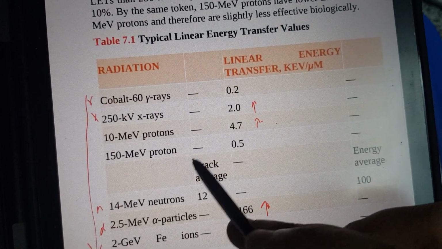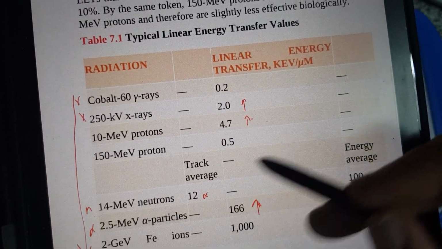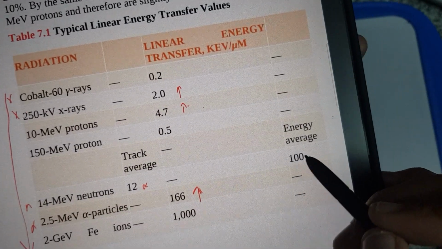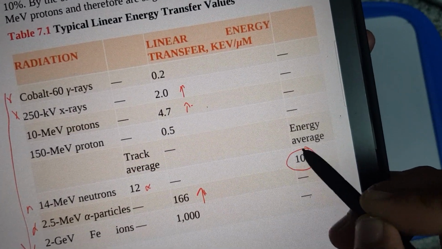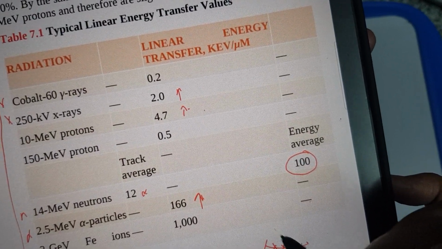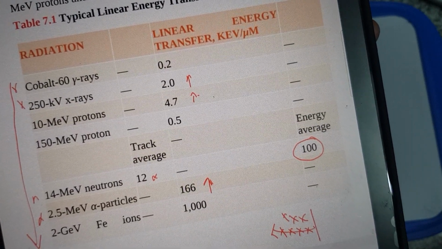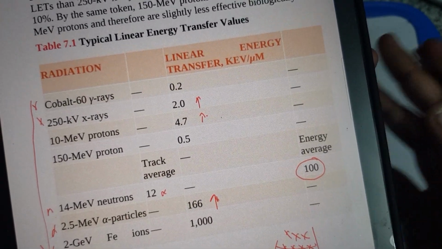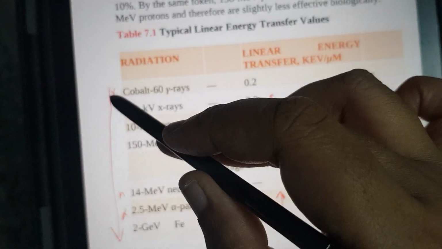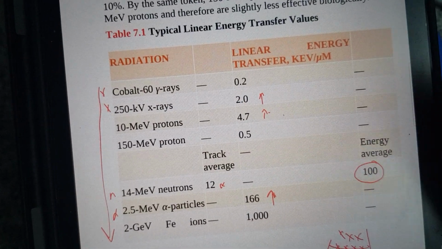For neutrons, they have divided into track and energy average. For track average, it's because neutrons do not travel much, right? But if they travel, then the energy deposited at one point will be more, but the track average is 12. So the basic concept is that from less ionizing to highly ionizing, the linear energy transfer increases.